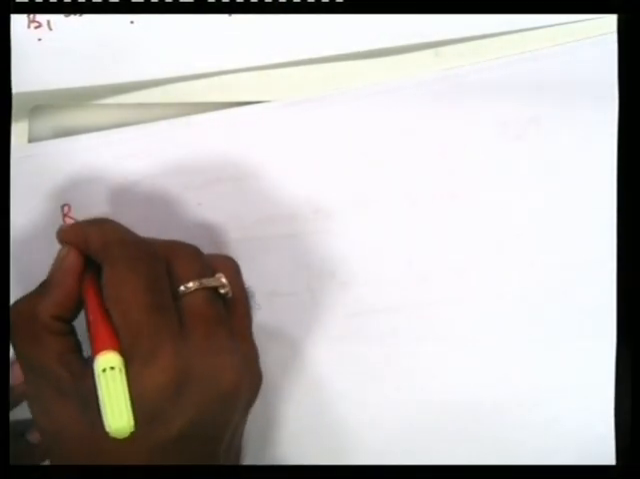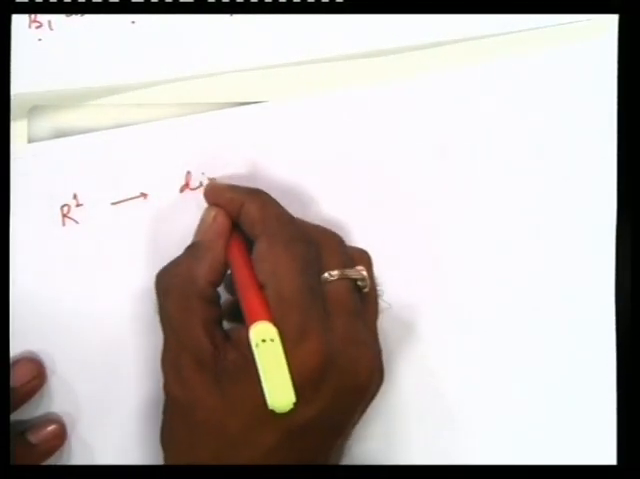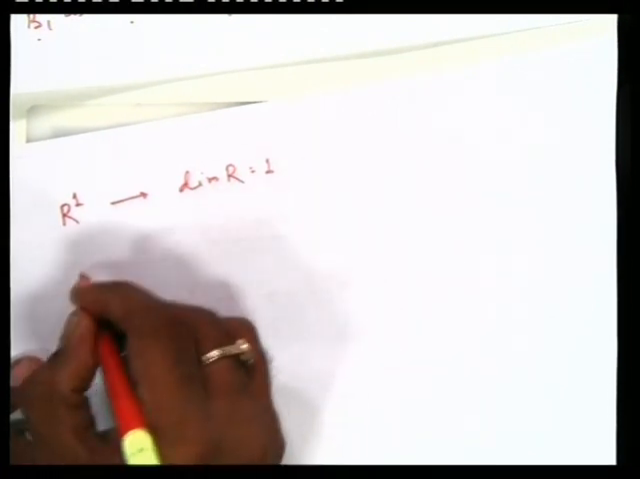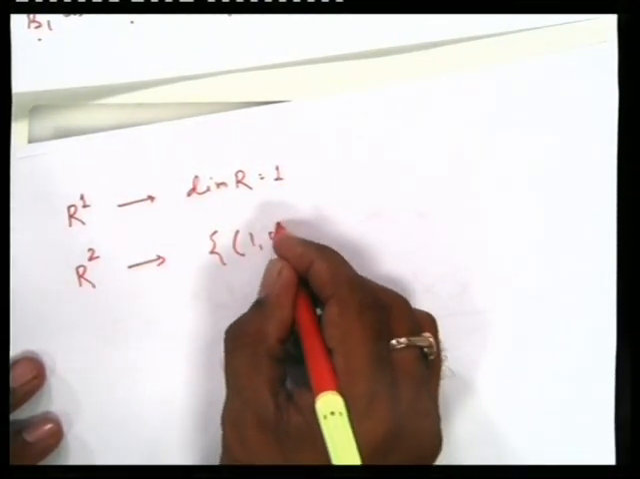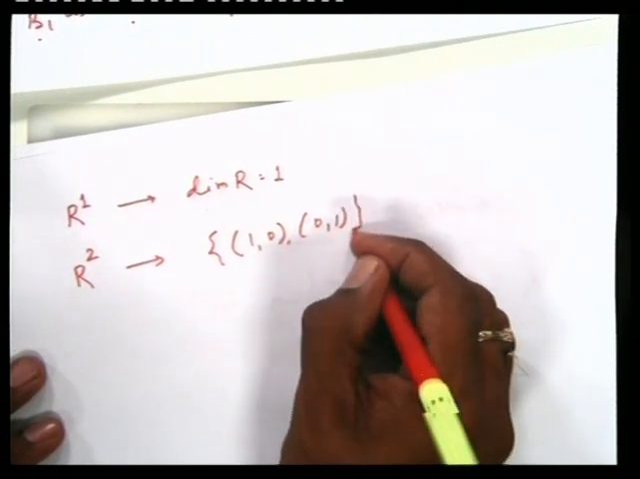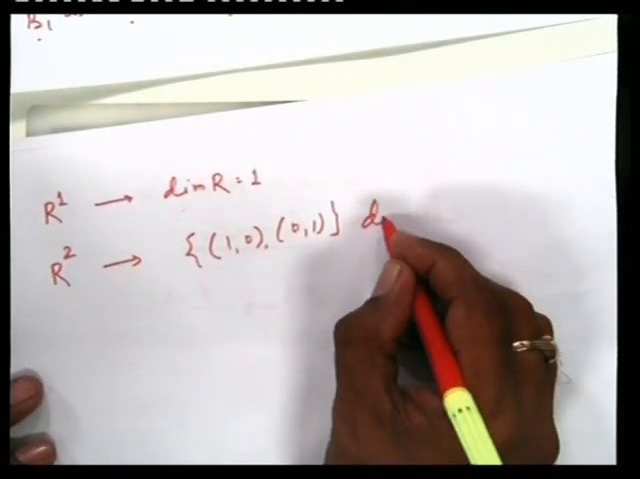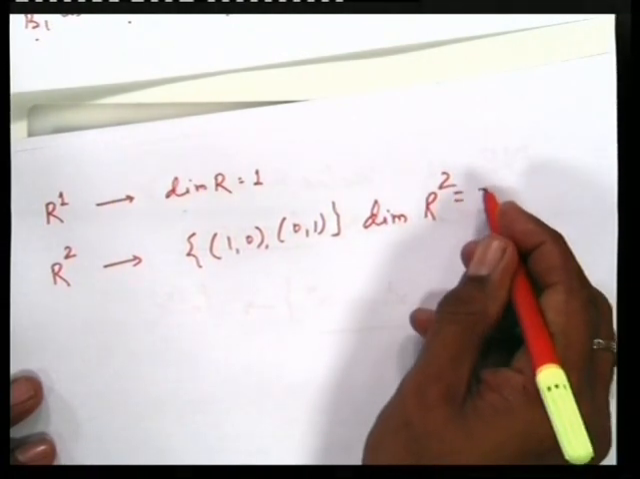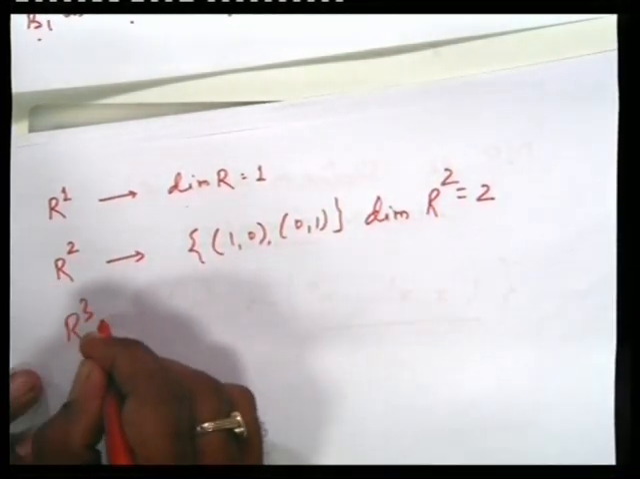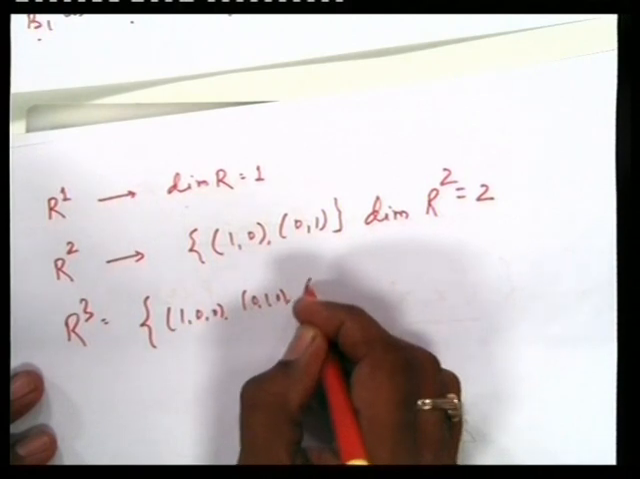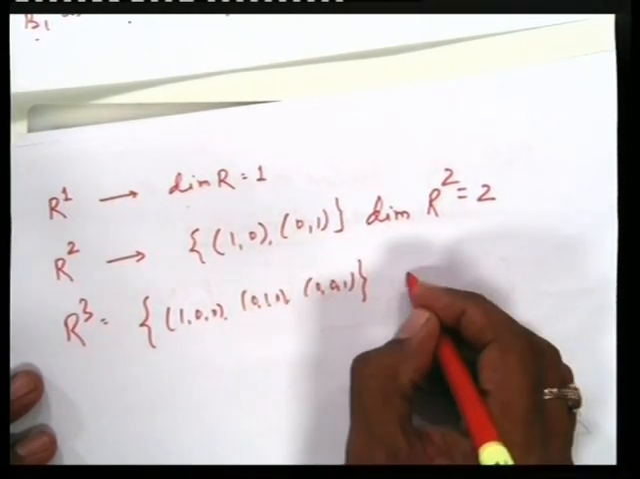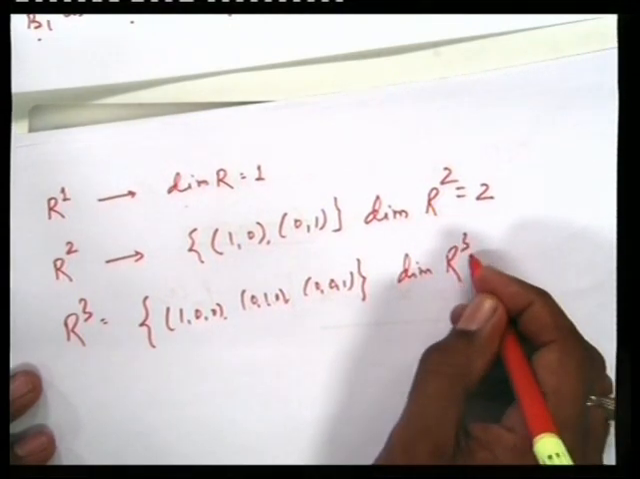Now, in a vector space, we know that R1 is a vector space whose dimension is 1. Dimension of R is 1. R2 is a vector space, and we know that the basis of R2 is (1, 0) and (0, 1). So the number of vectors in that basis is 2, and the dimension of R2 is equal to 2. In R3, the basis is (1, 0, 0), (0, 1, 0), (0, 0, 1). This is the standard basis for R3. So the dimension of R3 is 3.